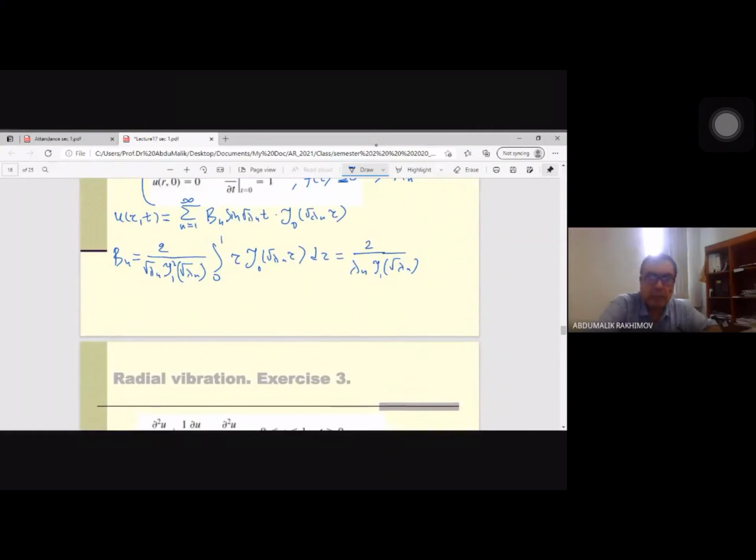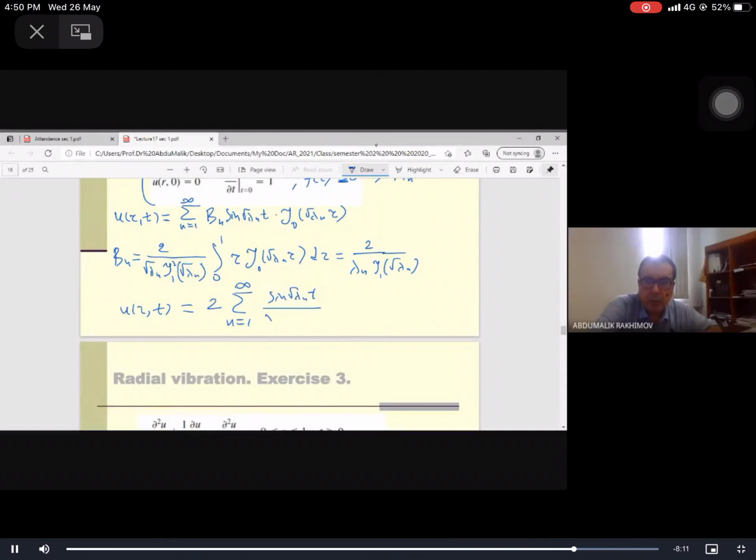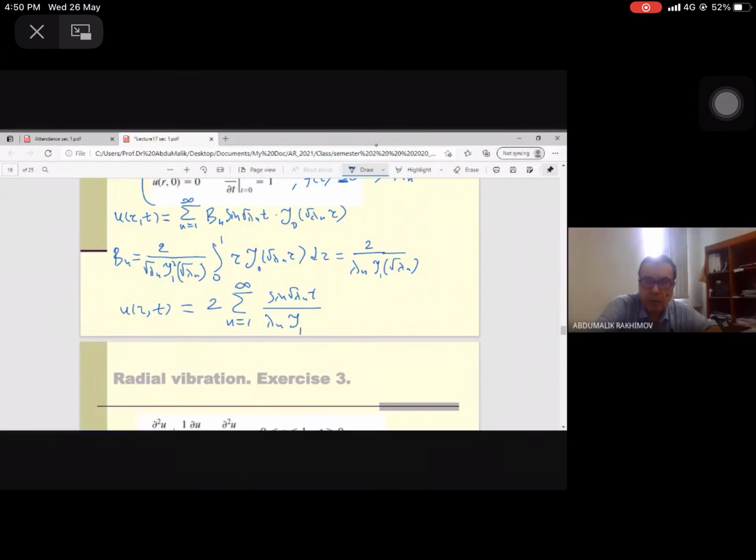Then you substitute Bn, so the solution u(r,t) is equal to, with 2 written outside, the summation from n equals 1 to infinity of sine of root lambda n t over lambda n times J1(root lambda n) times J0(root lambda n r). So this is the solution. Clear?